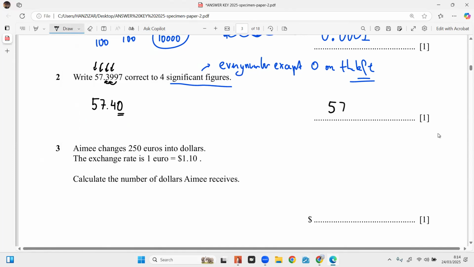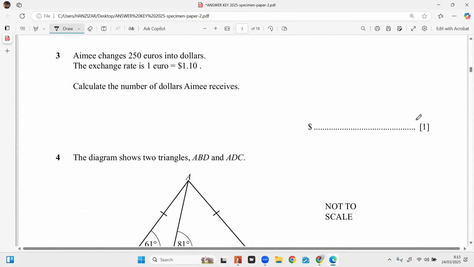So 57.40. This is the shortcut, by the way. There are some more explanations: a 0 on the right might be a significant figure, or might not be. But we can skip that for a while. Remember, no calculator is used here.